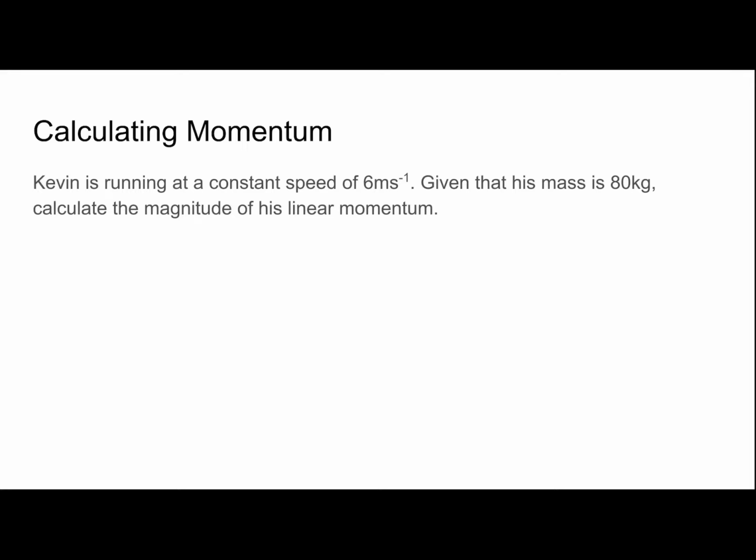Alright, to calculate the magnitude of his linear momentum, we need to use p equals mv, which in this case is the mass, 80, times the speed, 6, and that will give us a final answer of 480 kilogram meters per second.